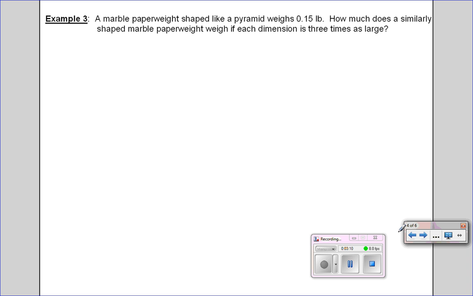A marble paperweight shaped like a pyramid weighs 0.15 pounds. How much does a similarly shaped marble paperweight weigh if each dimension is 3 times as large? So weight is a measure of volume. So 0.15, that's the weight, over the new one, which we don't know, equals some ratio. Now, the side ratio is 1 to 3, because it's 3 times as large, and we put the small one on top.